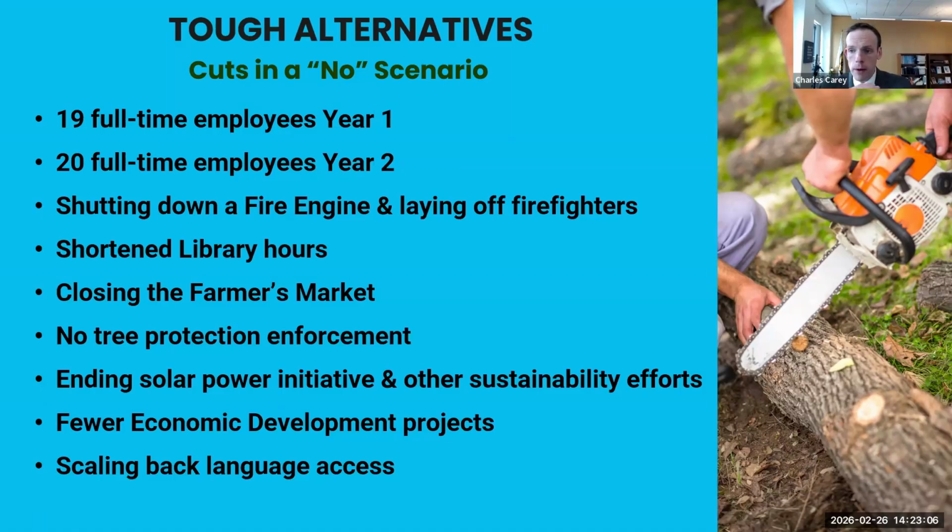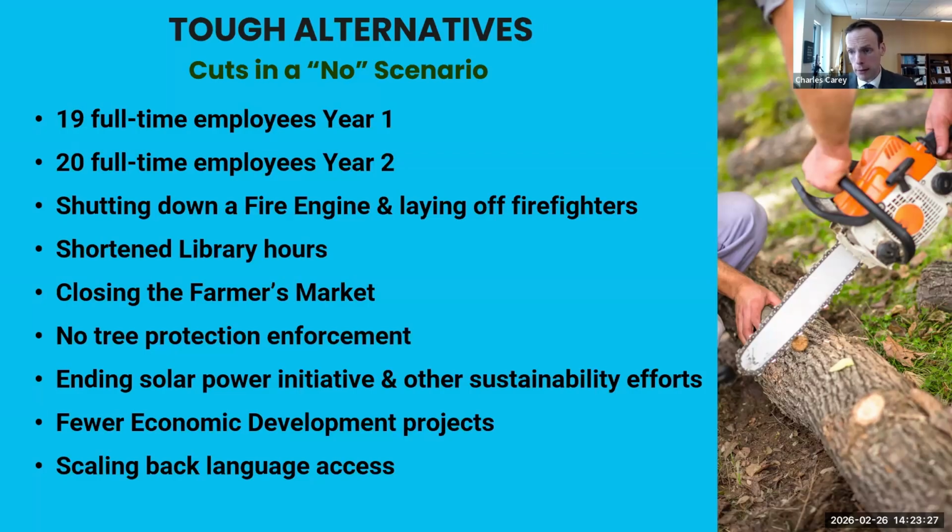Thanks for that, Melissa. And then, we would likely, ultimately, be shuttering the sustainability division, which means we would lose that solar initiative. We would lose that investment in renewable energy. We would lose all that grant access. We would see fewer economic development projects. We'd have to make cuts in the planning department. We'd scale back language access.